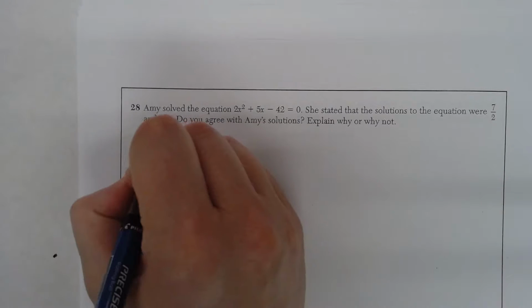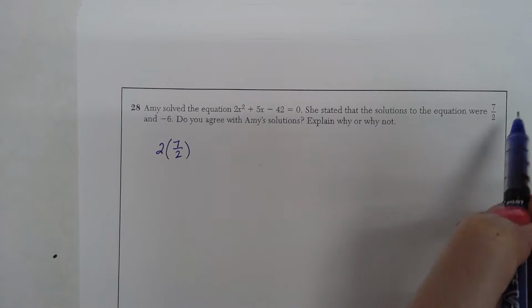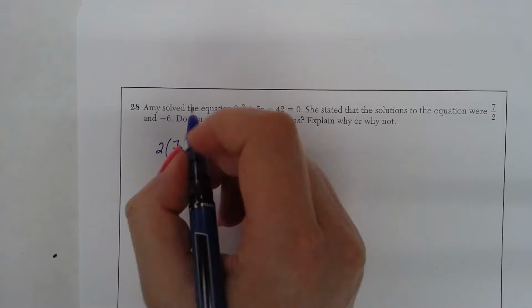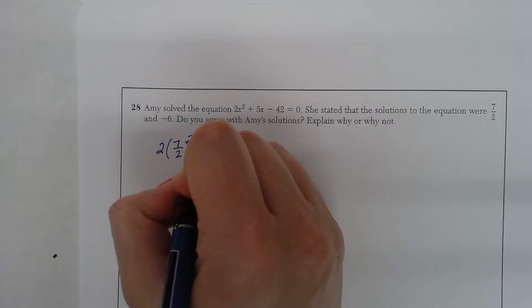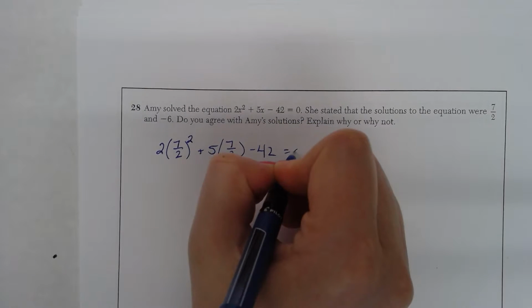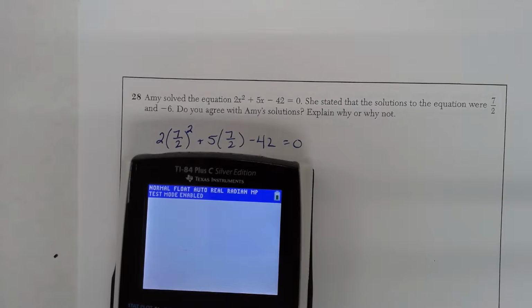So if I look at this, 2, and then I'm going to put a 7 over 2. So I'm going to check this answer first. All of my x's will turn into 7 over 2. So 2x squared plus 5 times 7 over 2 minus 42 equals 0. I'm going to put that on my calculator. Let's see if it checks.